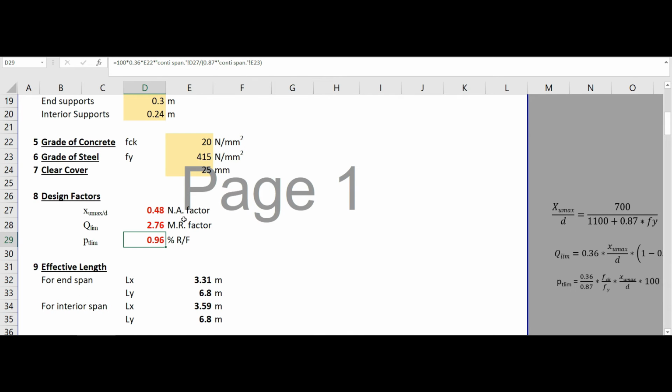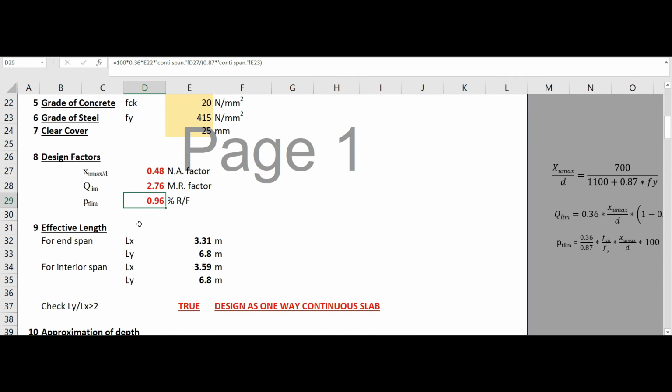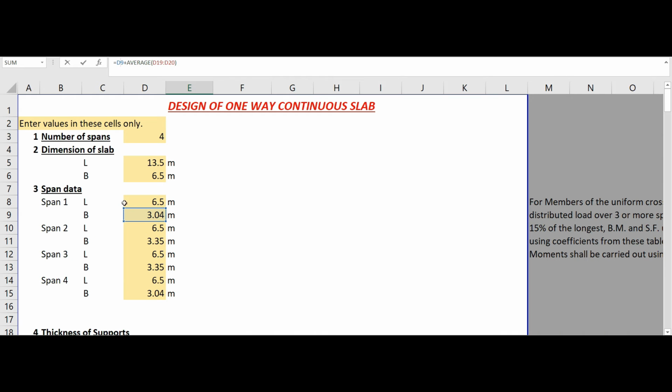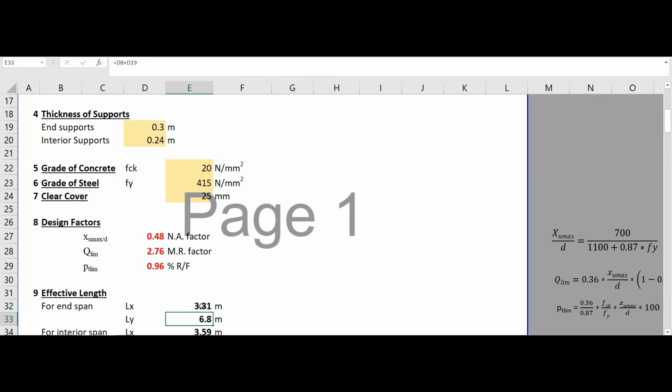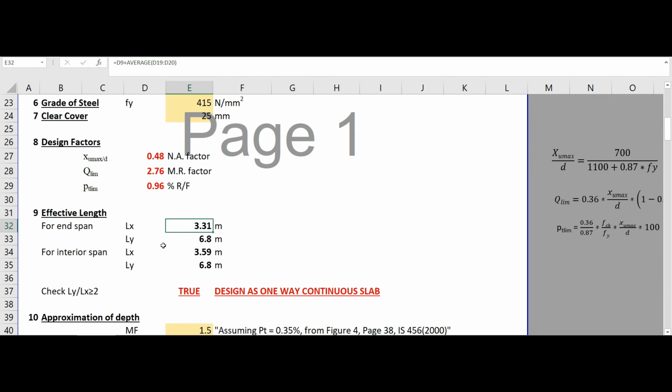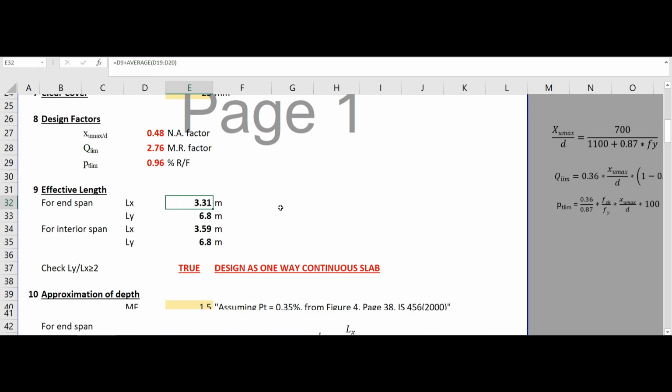Once we have the design factors, our next step is to calculate the effective lengths for the end spans and interior spans. For the end span, the effective length in the shorter direction is given by the clear span in the shorter direction, which is 3.04 meters, plus the average width of supports, here the average of 0.3 and 0.24. So we get the effective length in the shorter direction as 3.31 meters.